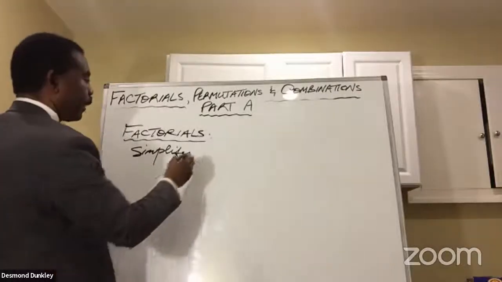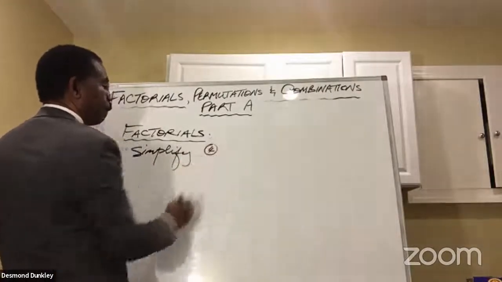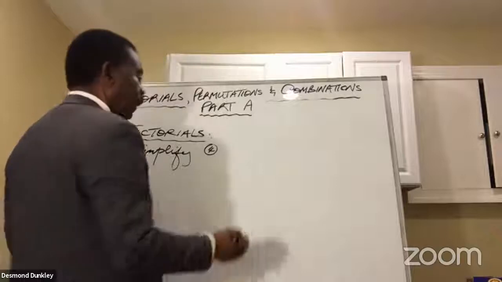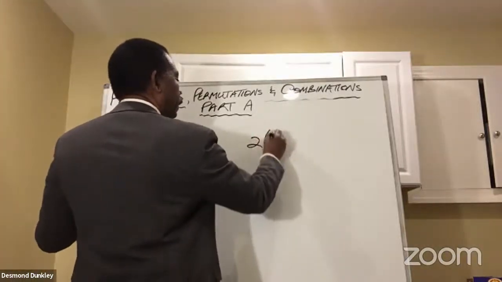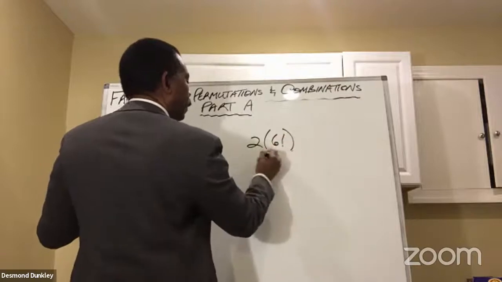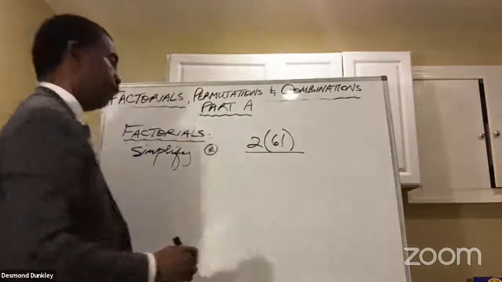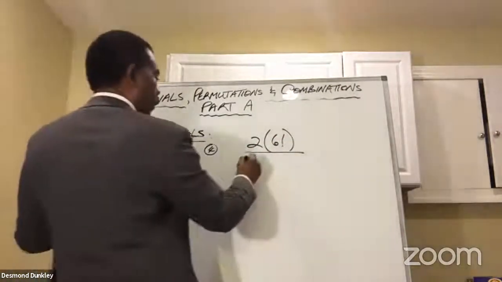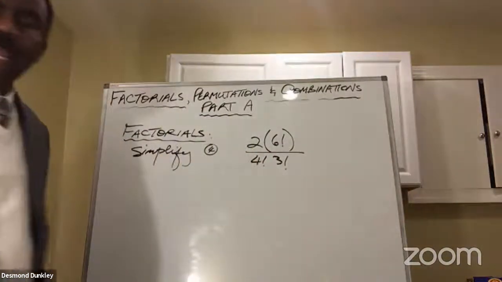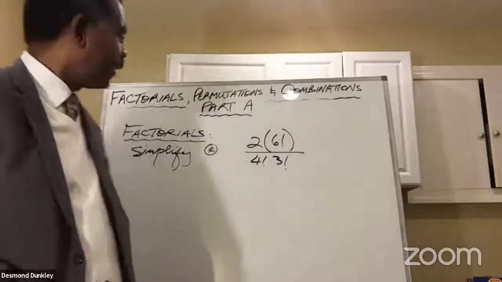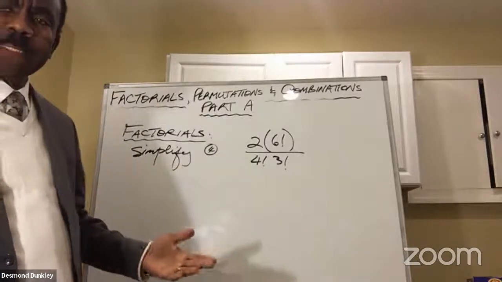Okay, so let's try number 4. If I ask you to find what is 2 times 6 factorial over 4 factorial times 3 factorial. Okay, now we're getting somewhere. So how do we approach this?